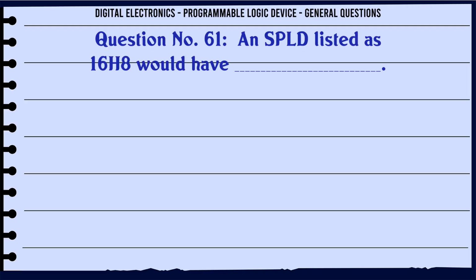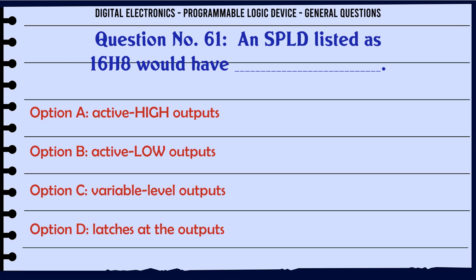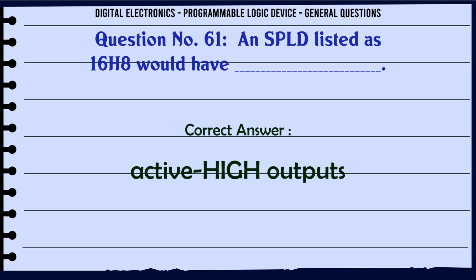An SPLD listed as 16H8 would have A. Active high outputs. B. Active low outputs. C. Variable level outputs. D. Latches at the outputs. The correct answer is active high outputs.